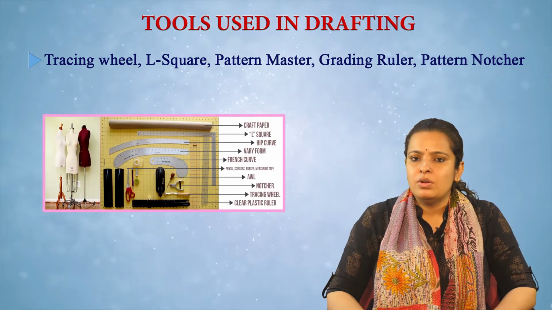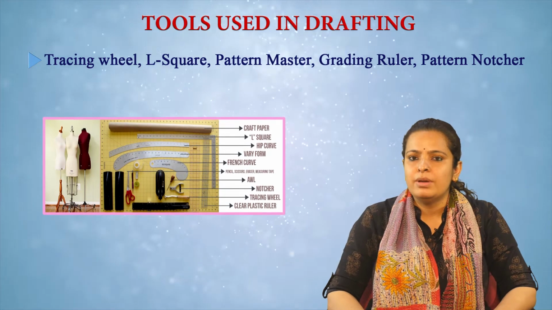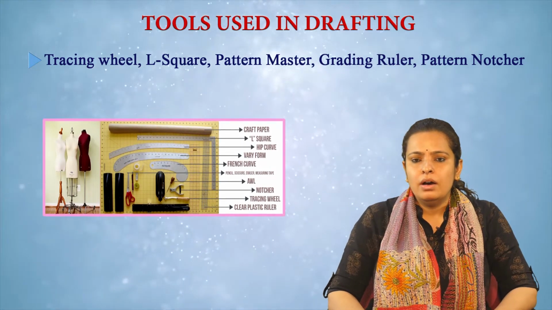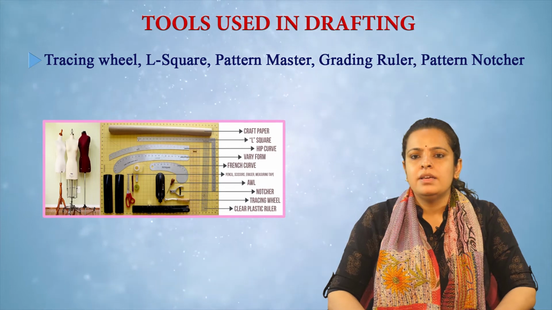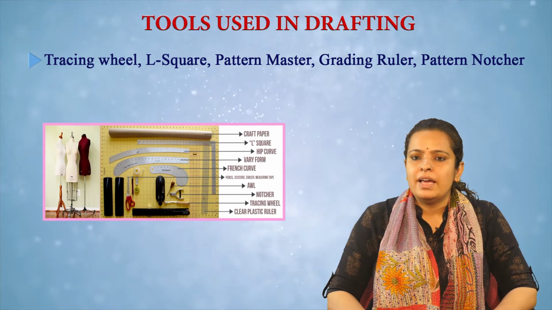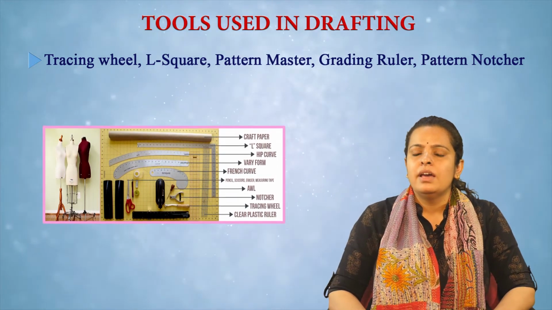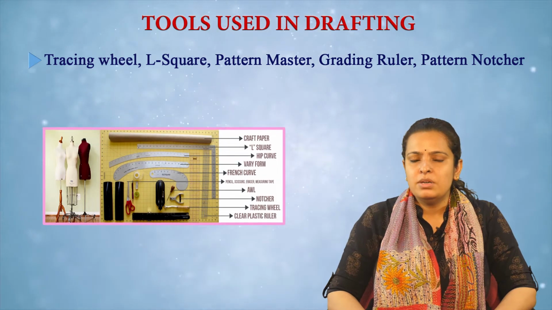Pattern master is also said to be the measuring tape or the measuring scale we use while we are creating a pattern. Then we have the grading ruler. Grading ruler is like a scale only, which has the markings of the measurements in inches and centimeters.